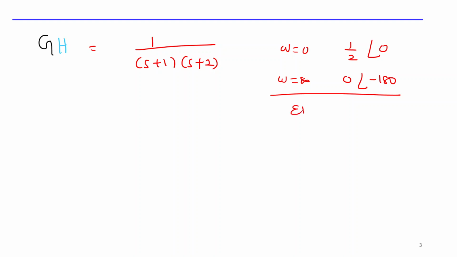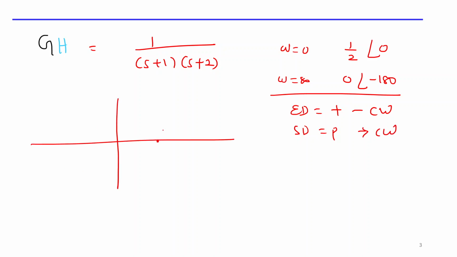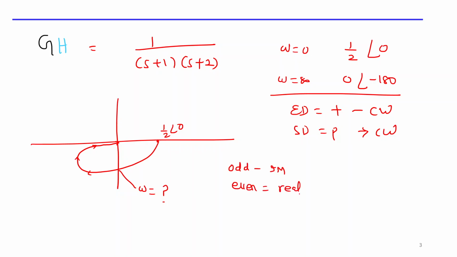So the ending direction will be positive, so clockwise. For the starting direction, poles are present, that's why it is clockwise. If you draw the polar plot of the system, it will start from 1 by 2 at an angle 0 and it will move like that. So I am asking you to find out the value of omega at this point. You understand that the odd part will be imaginary terms and the even part will be real part. After this we have covered.